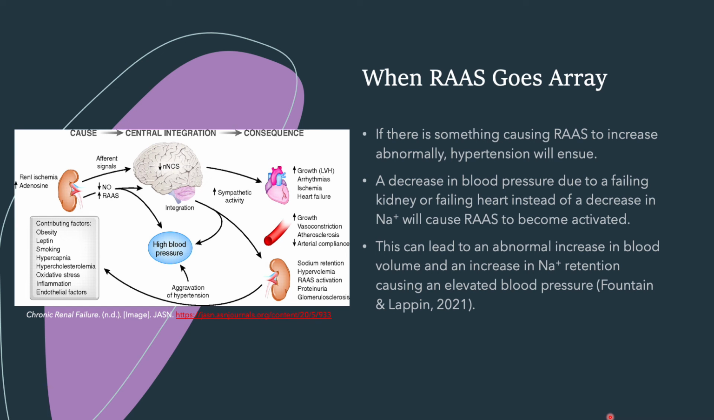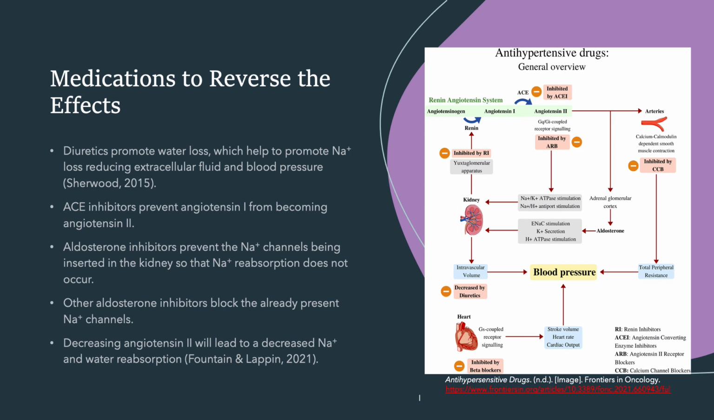Now there are times where RAAS can go awry. If there is something causing RAAS to increase abnormally, hypertension or high blood pressure will ensue. So there can be things such as a decrease in blood pressure due to a failing kidney or failing heart, instead of a decrease in just the sodium ions, and that will cause RAAS to become activated. This can lead to an abnormal increase in blood volume and an increase in sodium retention, causing an elevated blood pressure. Now, there are medications that help to reverse the effects of RAAS in these situations.